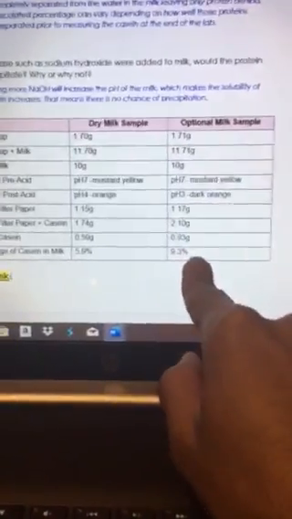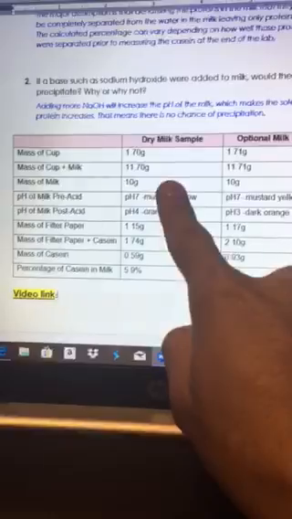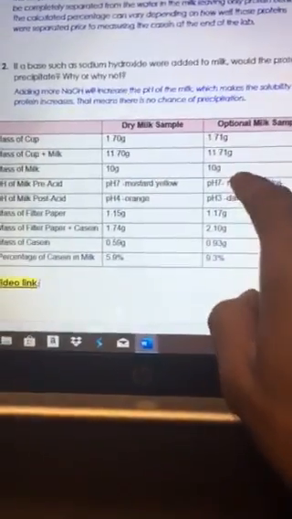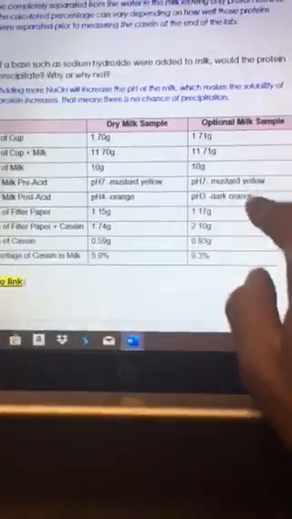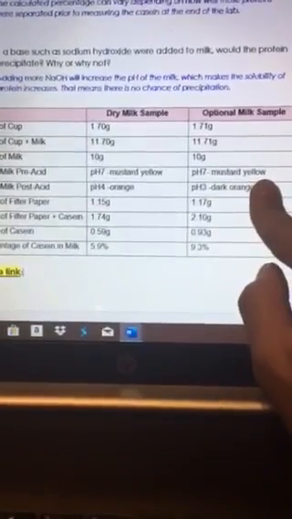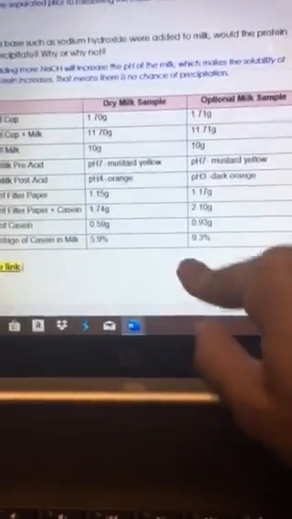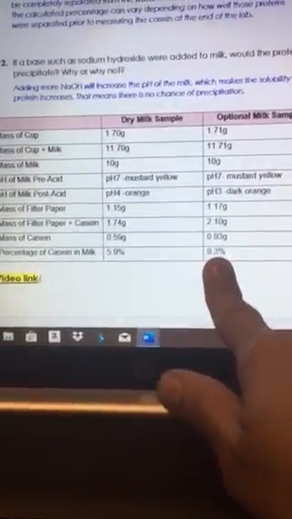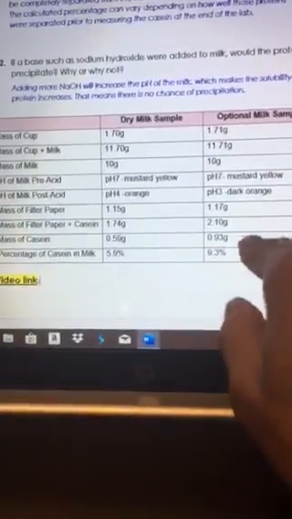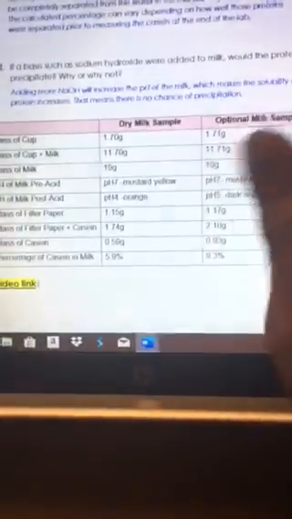The reason why my second one was a lot higher, even though it was the exact same mass we used for the milk, was for my optional milk sample I actually used whole milk, which is all I had at home. I didn't have reduced fat, so that's why I feel like my percentage is a lot bigger, greater than my dry milk sample.